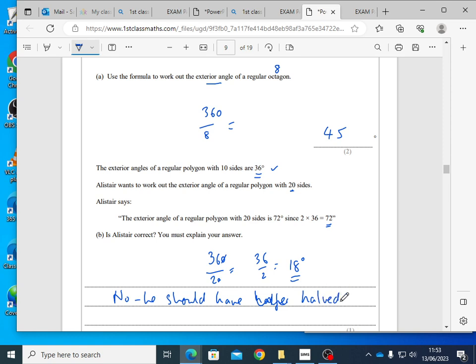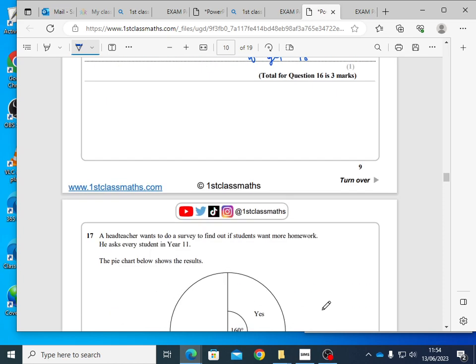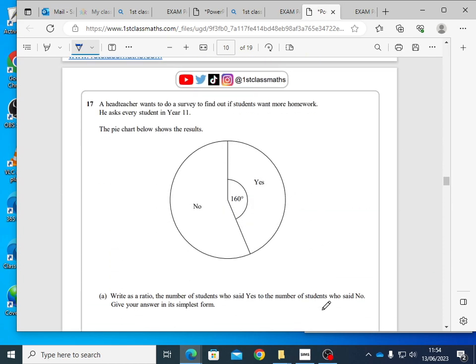Should have halved 36 to get 18 degrees. Okay, let's move on. Enough said. Okay, a head teacher wants to do a survey and finds out how many students are doing homework.